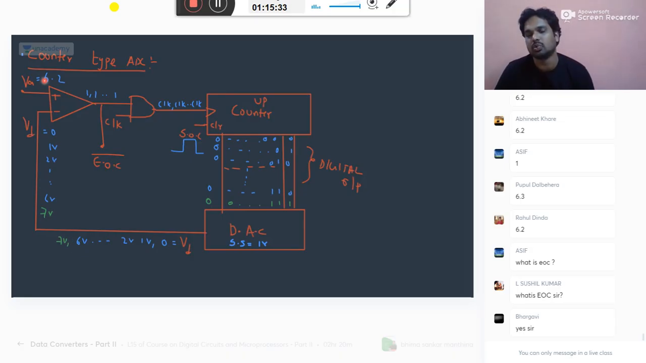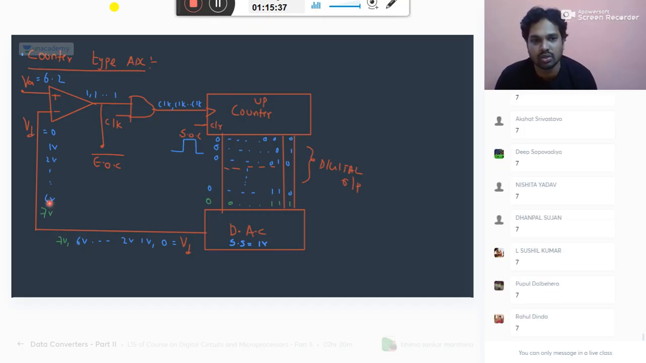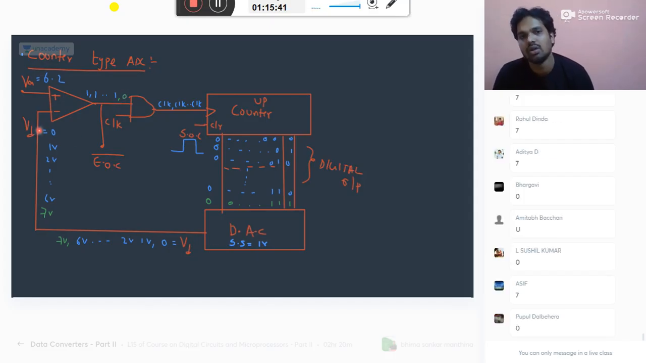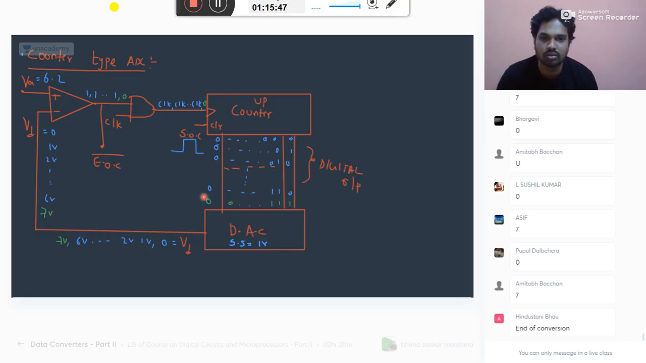6.2 is more or 7 is more? 7 is more, so you will get 0. This is less than this, negative. So the comparator will give 0. So the clock will stop. So the counter will lock. Once this is done, this 0 will tell you end of conversion.